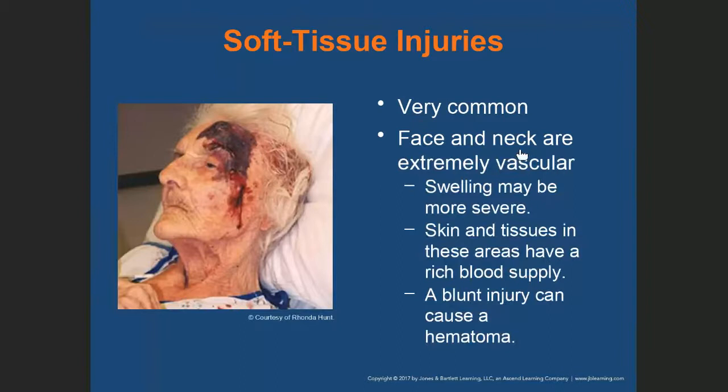Now, soft tissue injuries, very common. Face and neck are extremely vascular, so they can bleed a lot. Swelling may be more severe. Skin and tissues in these areas have a rich blood supply. A blunt injury can cause a hematoma, and at this point we know what a hematoma is. Once you say the word hematoma, it means a large blood vessel is bleeding in the area, or an arterial blood vessel.